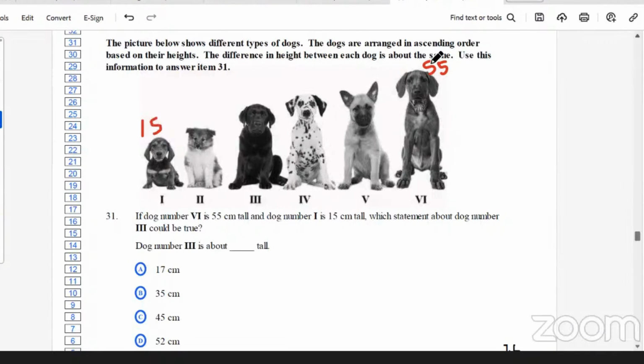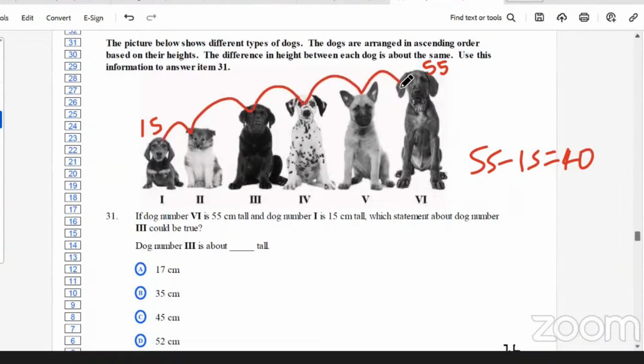So let's look at the difference in total between the highest and the lowest. So the difference between 55 and 15, 55 minus 15 equals 40. And so we have 1, 2, 3, so pretty much 5 increments between them, right? So 1, 2, 3, 4, 5. Okay, so pretty much looking at 5 different increments there.